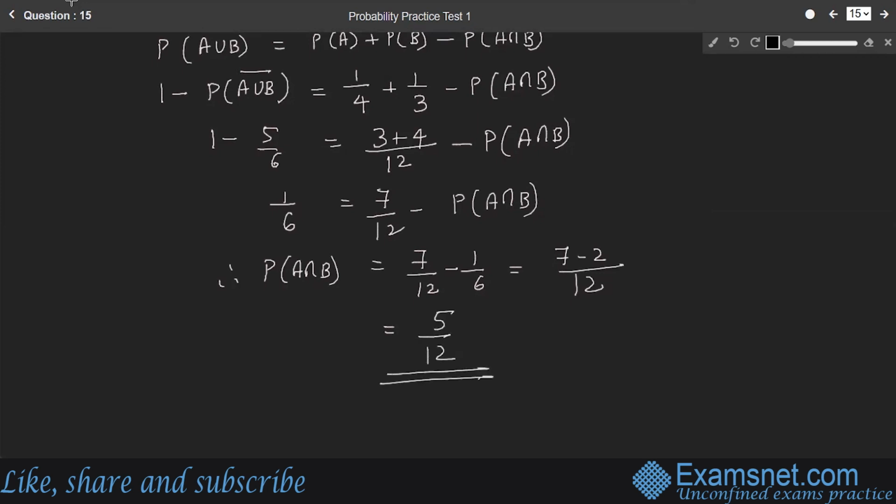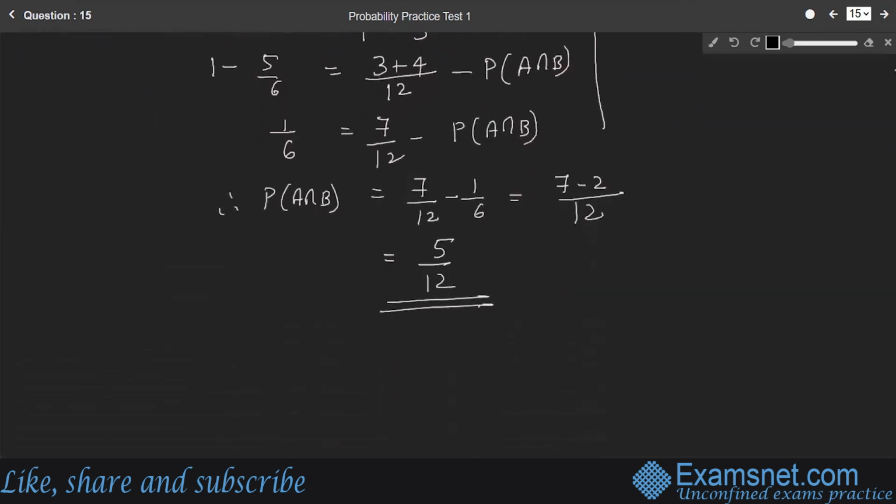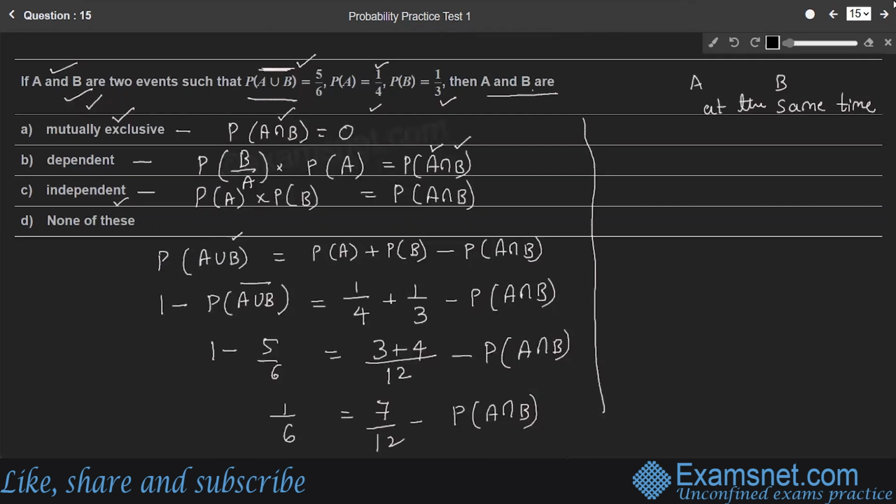5 by 12, right? Now, depending on the value of probability of A intersection B, we have to decide whether A and B events are mutually exclusive, dependent, or independent, right? Here probability of A intersection B is not equal to 0. It is equal to 5 by 12. Therefore, it is not mutually exclusive, right? Option A is not the answer. Consider option B, whether they are dependent or not.